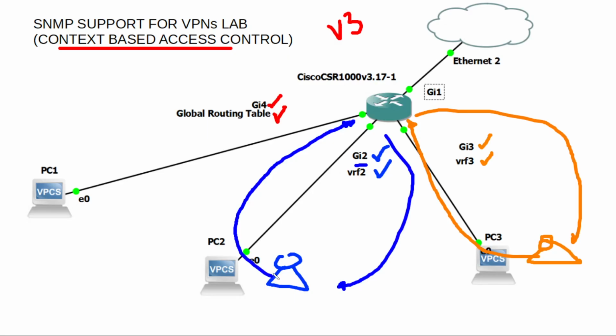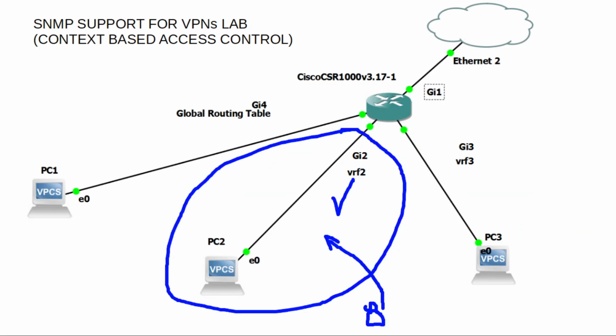So in this case, the blue customer wants to have access through SNMP to our device in order to gather information from gigabit 2 interface. The orange customer wants to do the same. It wants to gather statistics for gigabit 3 using SNMP through our device. So we could do this with traditional SNMP.